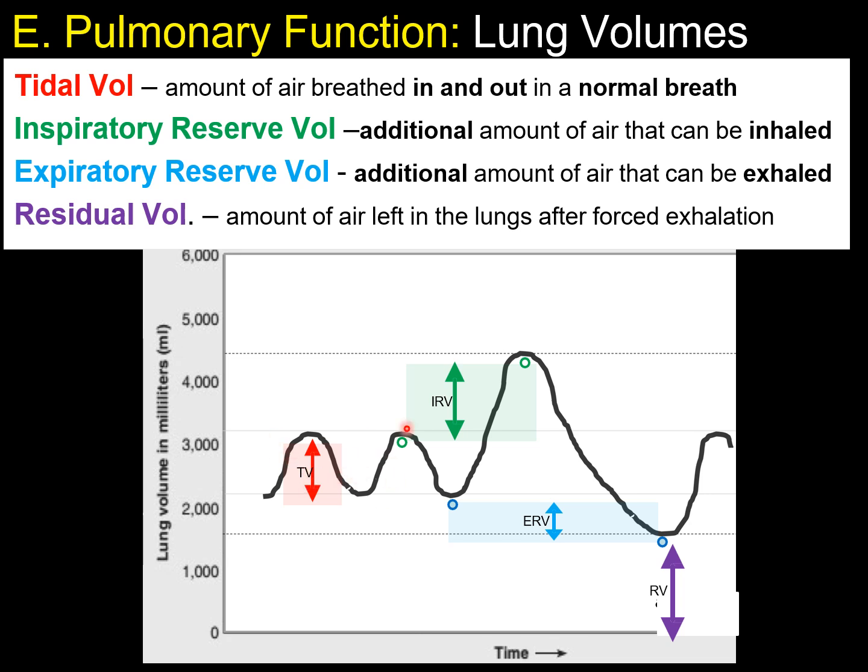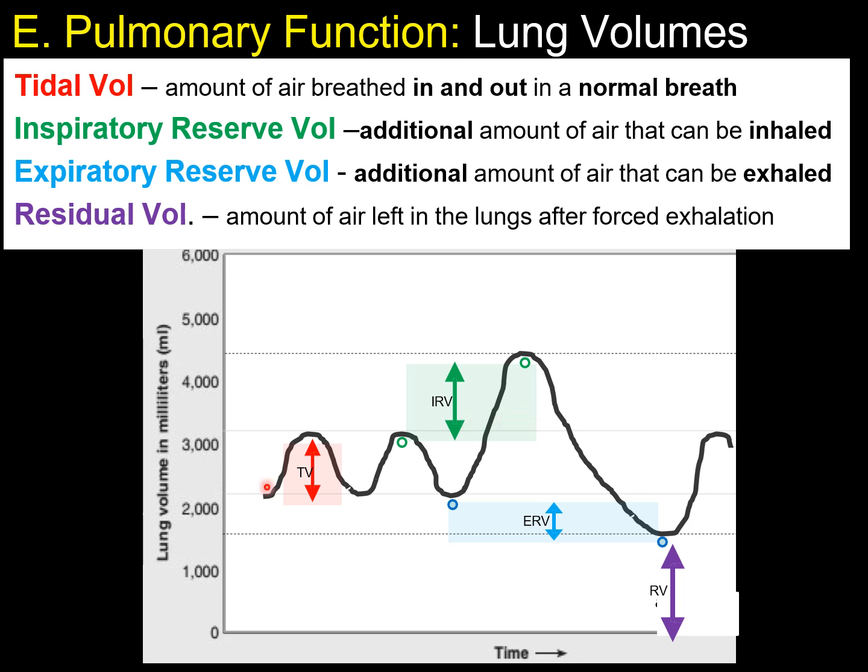Anything beyond a normal inspiration. So here's that 500 milliliter mark, and anything that you can breathe in further, and you can see the scale goes way up. I've seen numbers go all the way up to 6 liters. So you breathe in 500 under normal conditions and you can breathe way up here. Anything beyond a normal tidal volume is known as IRV, or inspiratory reserve volume. So this is any volume that you can inhale beyond a normal tidal volume.